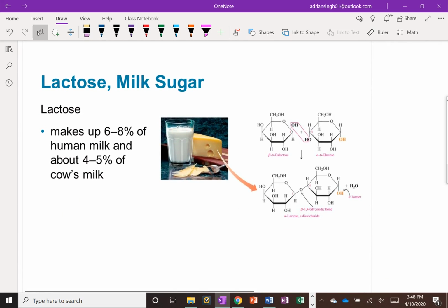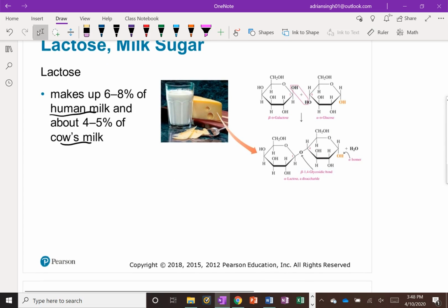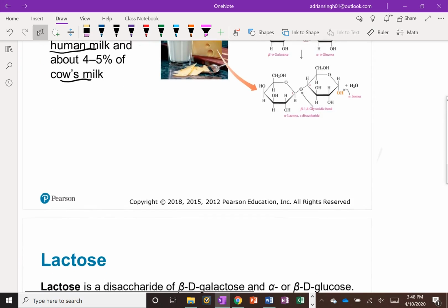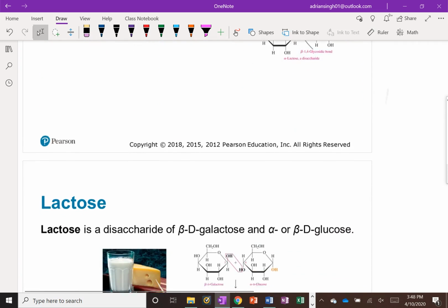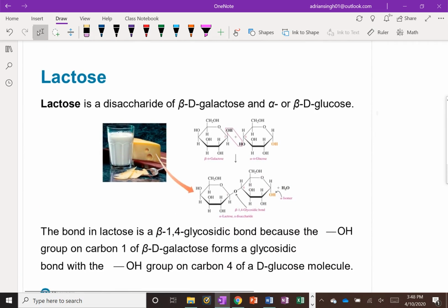Lactose is the second disaccharide. Lactose is also called milk sugar. That's the sugar you find in regular milk. It makes up a decent percentage of both human and cow's milk. And if you take a look at the glycosidic bond in lactose, we can describe it in a similar way to the bond that we found in maltose.